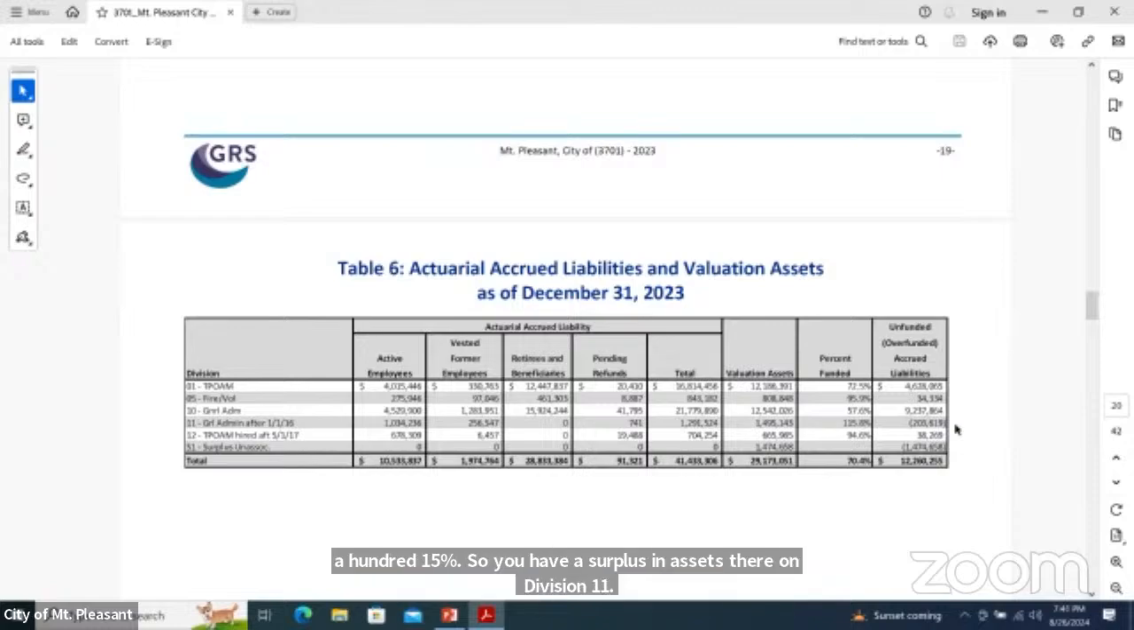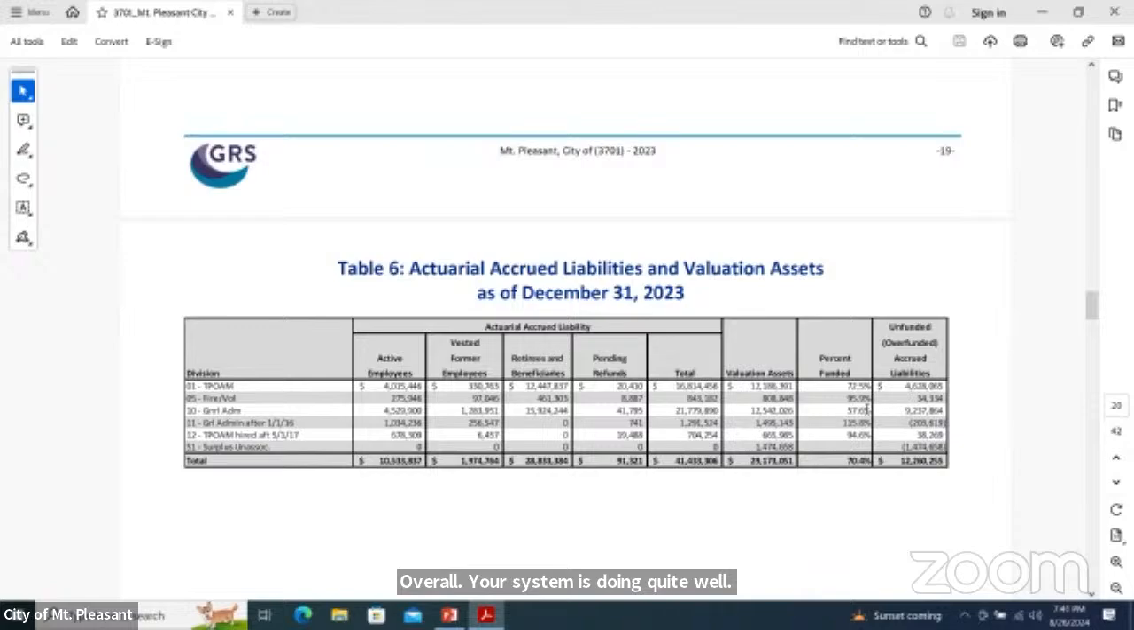Overall, your system is doing quite well. 70% funded is about the MERS average. You have now closed these plans, and now, as the previous speaker talked about, it's maintenance. You're going to continue to maintain this. All of your new hires will be going into the new defined contribution plan, earning an account balance. The city will continue to make its minimum required contributions. MERS will continue to invest your assets diligently.